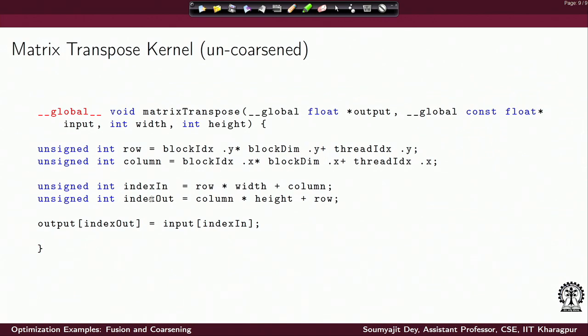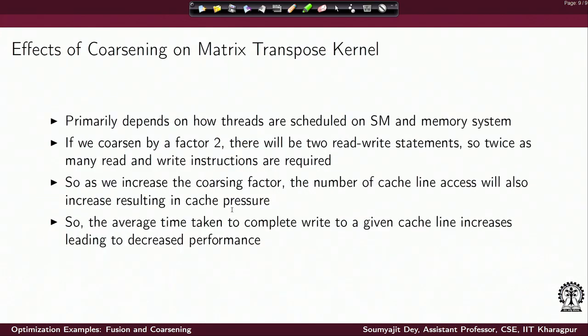And so, just as an example, this was our uncoarsened version of the transpose kernel we have seen earlier. You compute the index in row wise input and you write column wise, right. And for this kind of a non-optimized matrix transpose kernel, the effect of coarsening is severely bad, right. So, it primarily depends on how threads are scheduled on the SM and the memory system. Of course, that is a dependency, and if we coarsen by a factor of 2, there will be 2 read write statements. So, twice as many read and write instructions are required here.